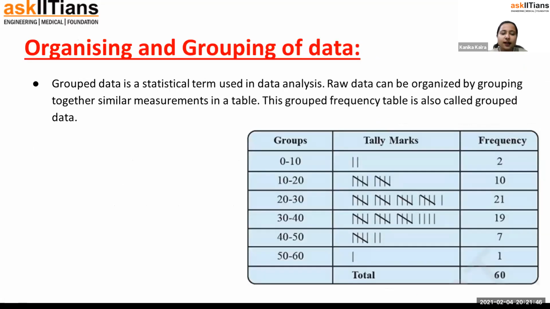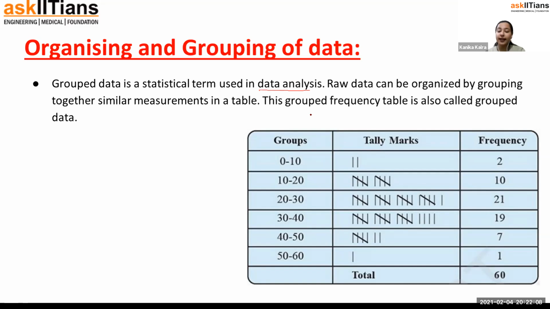Now let's understand organizing and grouping of data. How do we organize and group the data? Grouped data is a statistical term used in data analysis. Raw data can be organized by grouping together similar measurements in a table. This grouped frequency is also called grouped data.